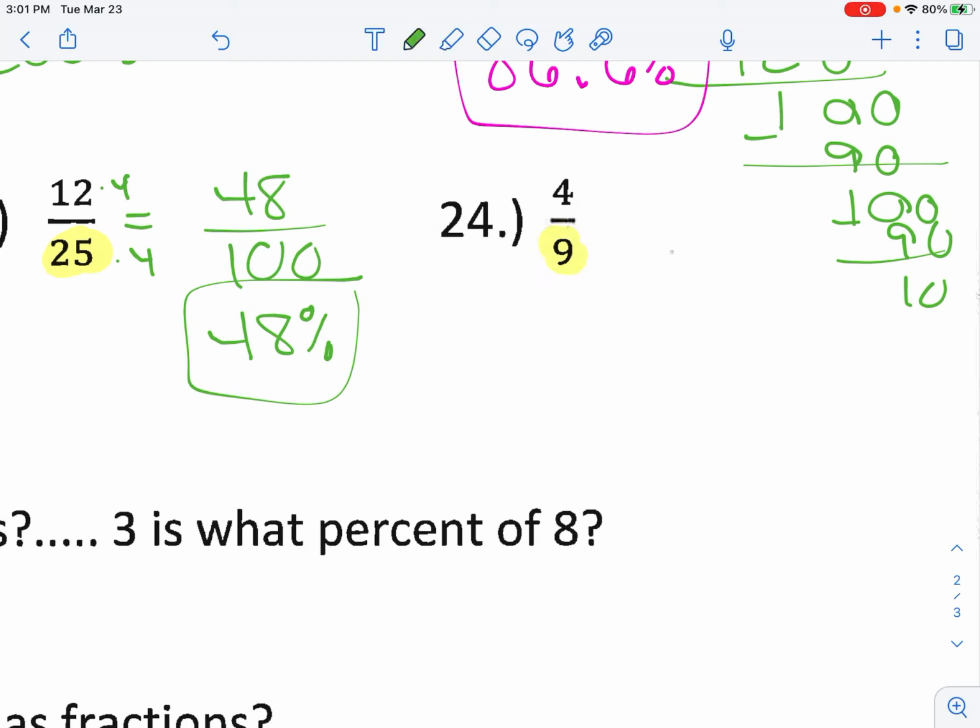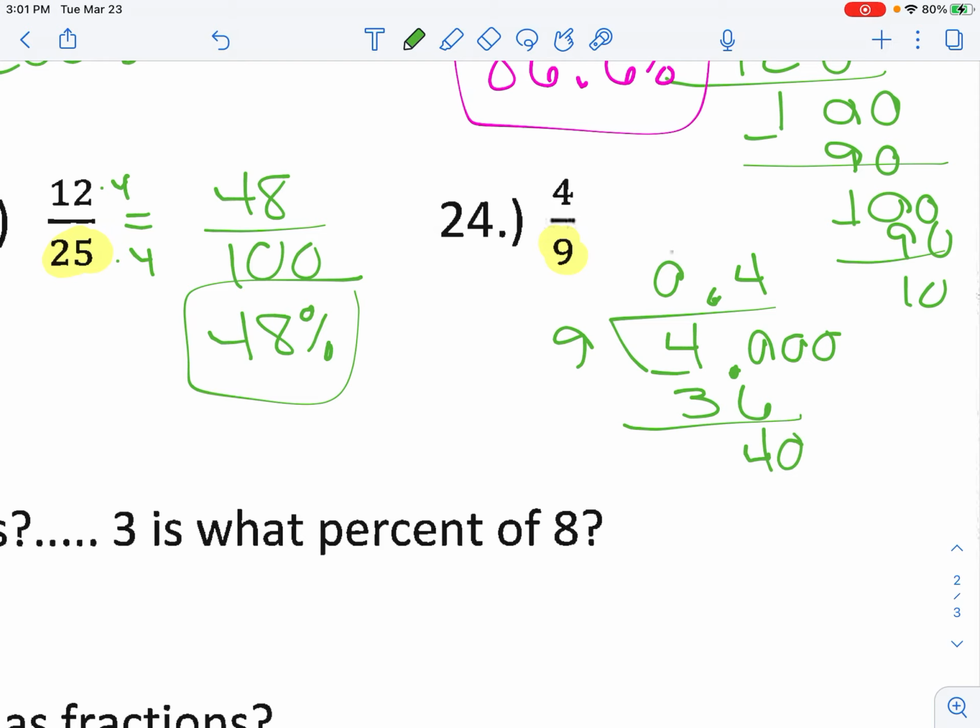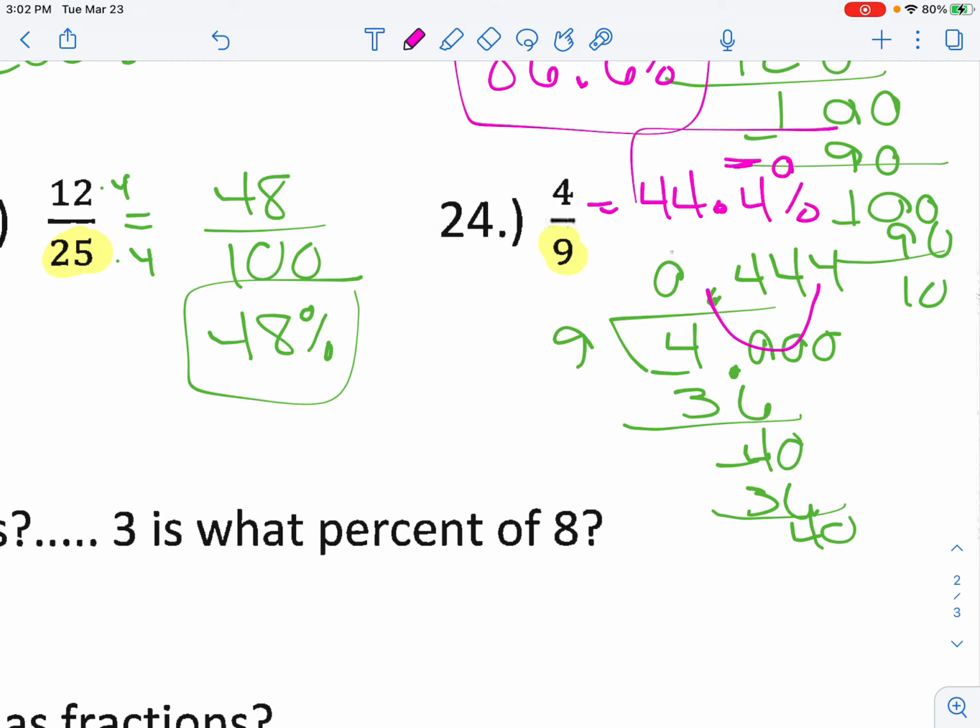Fraction to a percent. Check the denominator. You're going to have to do 4 divided by 9. So this is clearly repeating. So move that decimal twice to the right. So that equals 44.4 repeating percent.